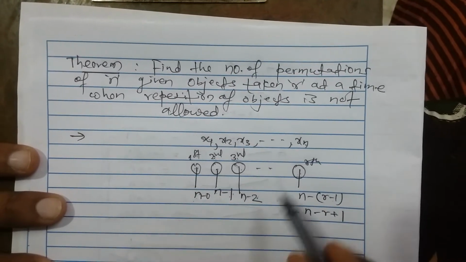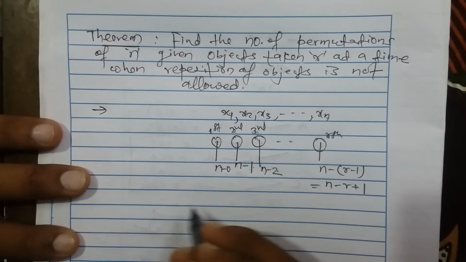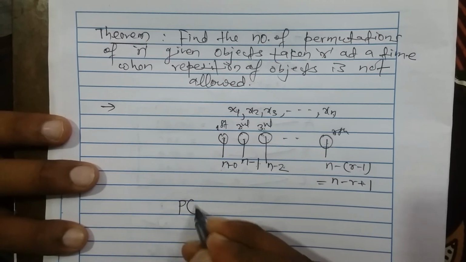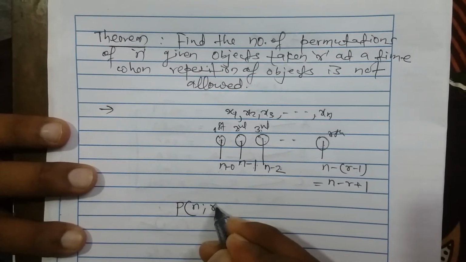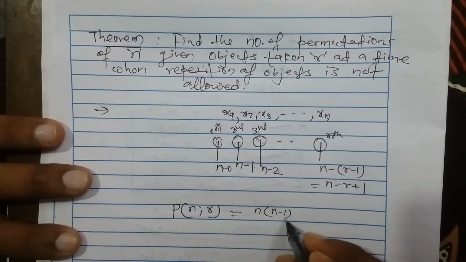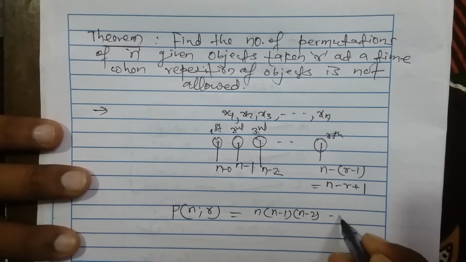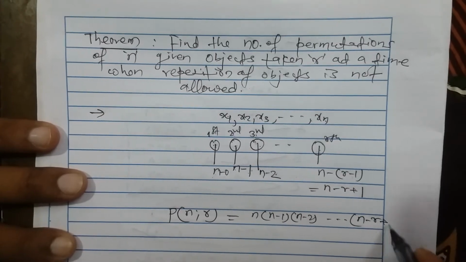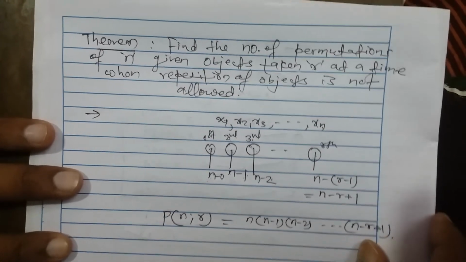Hence, by the multiplication theorem of BPC, the basic principle of counting, the required permutation P(n, r) becomes the product of all the choices: n into n minus 1 into n minus 2 up to n minus r plus 1. This is the answer.